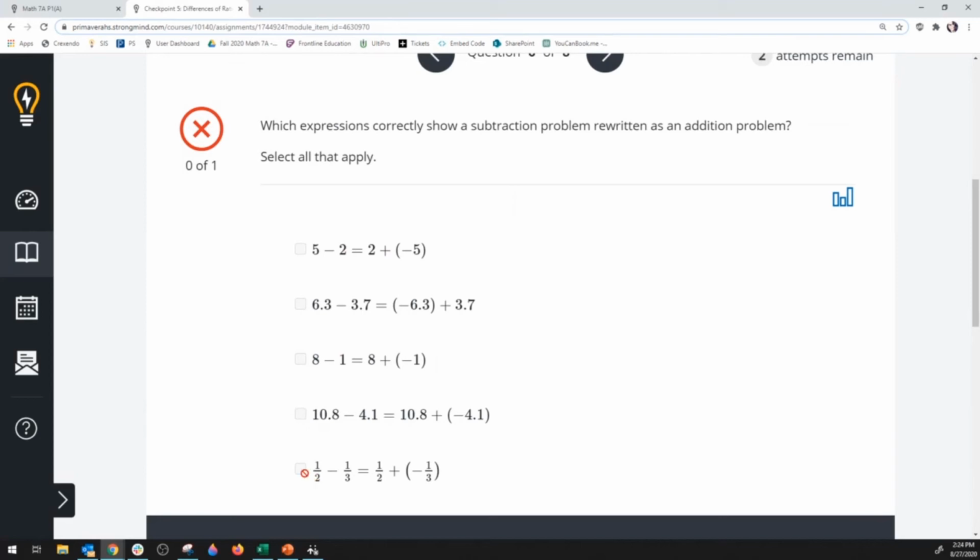And then what about this bottom one with those fractions? I have 1/2 minus 1/3, and then it goes to 1/2 plus minus 1/3. Do you guys think that bottom one is correct or incorrect? Micah says yes. Isabella says correct. You guys are both correct. So these bottom three, the 8 minus 1, 10.8 minus 4.1, and 1/2 minus 1/3, all three of those would be correct here.